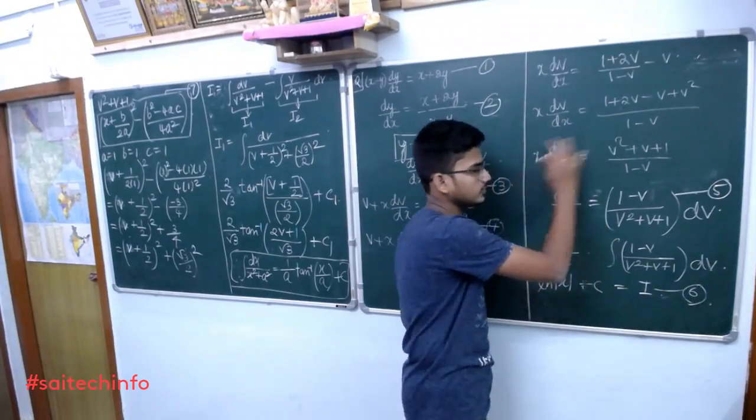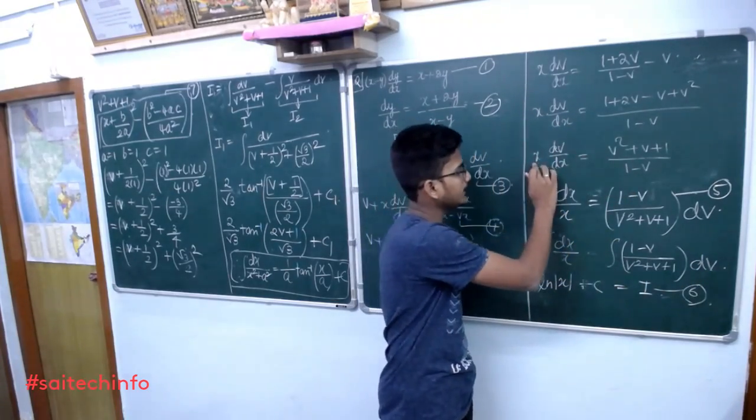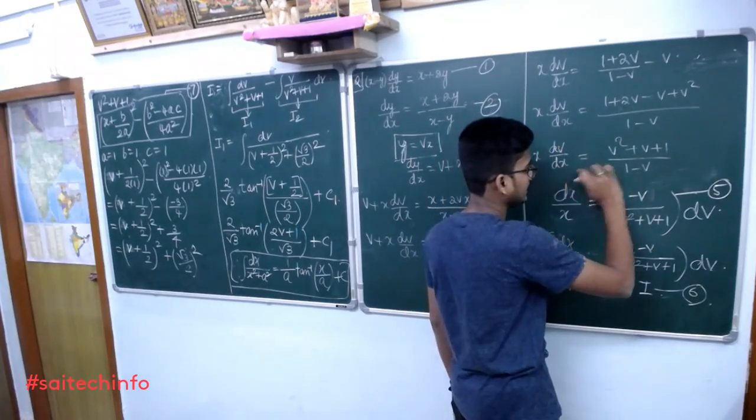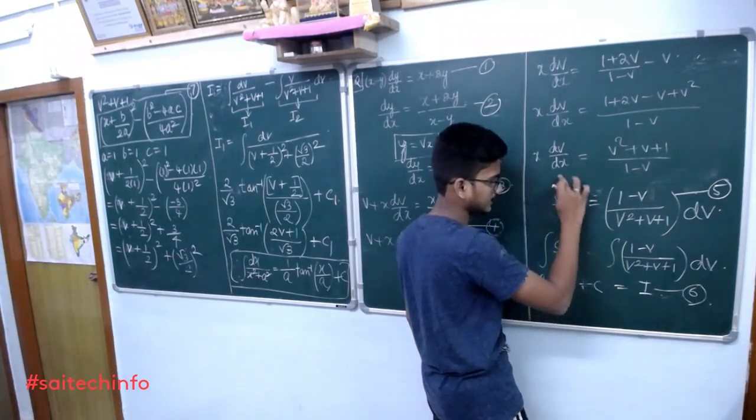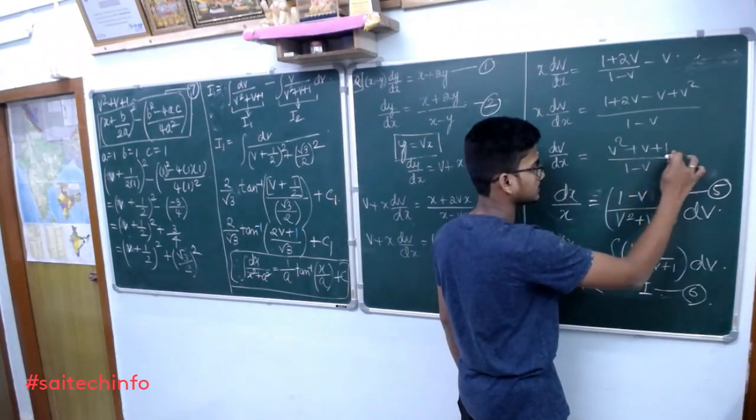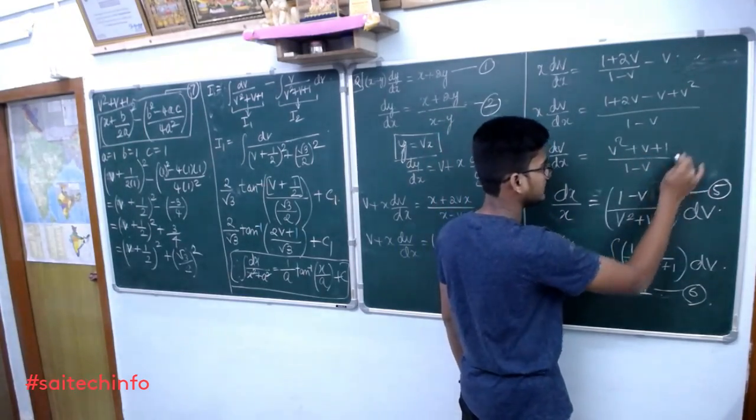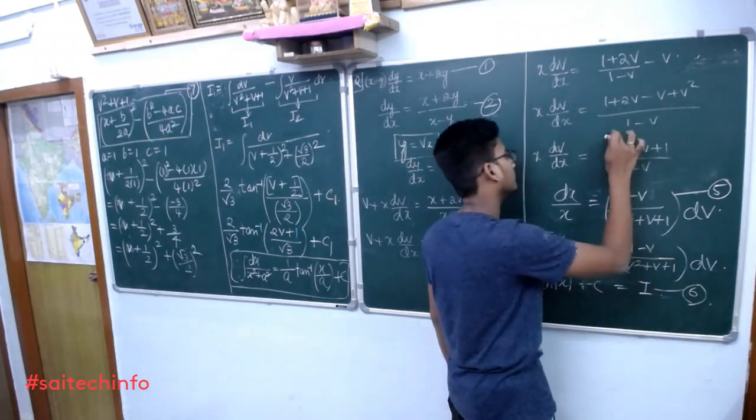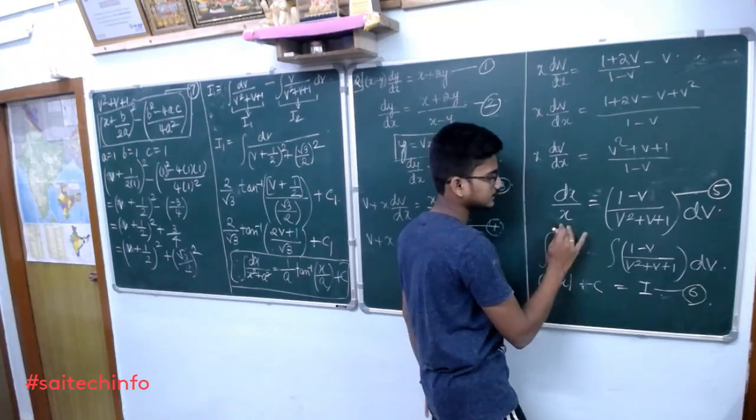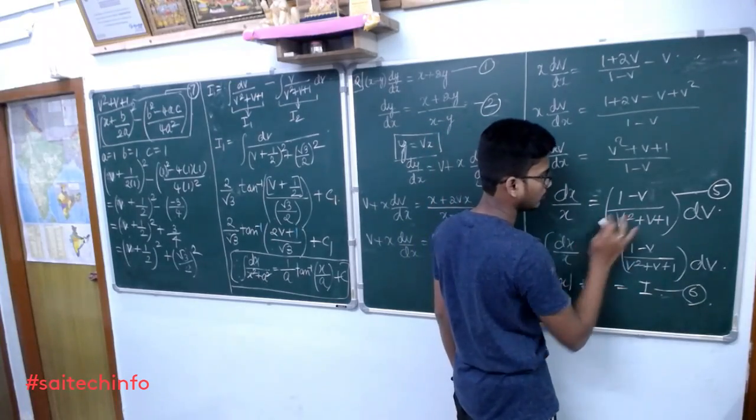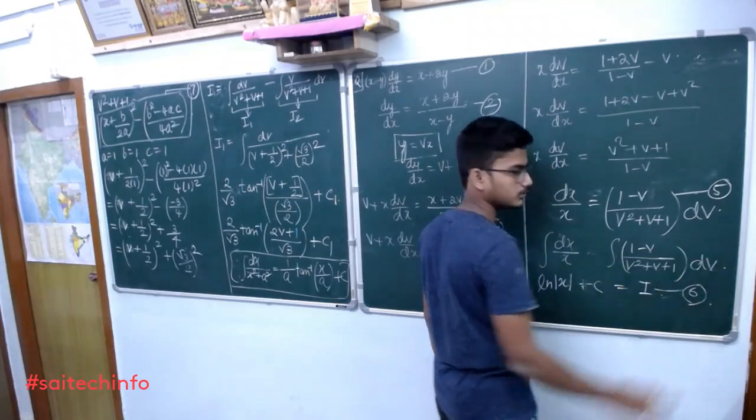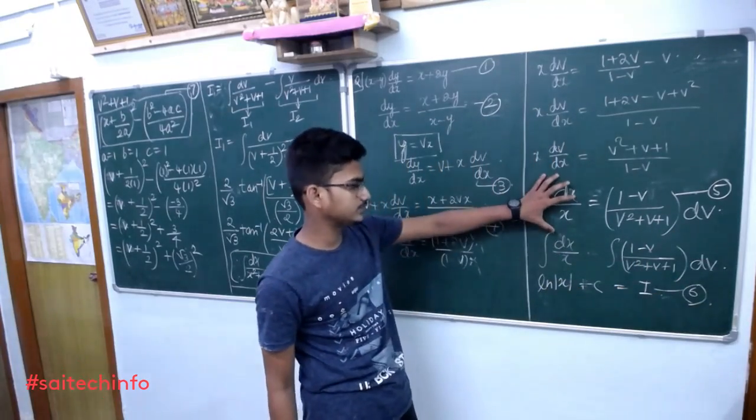There is a change of place: x is in the numerator and goes to the denominator here, and dx goes there, so this becomes dx by x. The (v square plus v plus 1) whole divided by (1 minus v) is reciprocated and brought to the left hand side, and it is written in standard form, that is dx by x is equal to (1 minus v) whole divided by (v square plus v plus 1) into dv. So this is the fifth step.